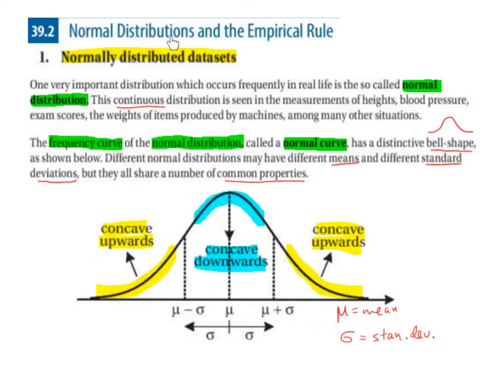Normal distributions and the empirical rule. Part 1. Normally distributed data sets.